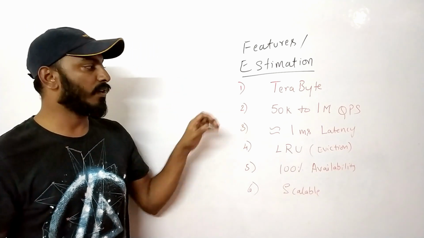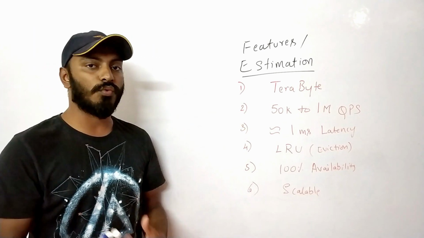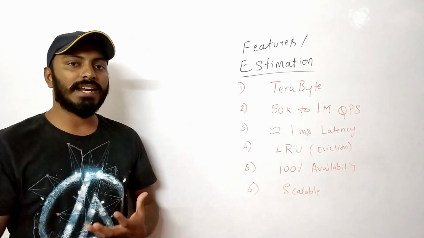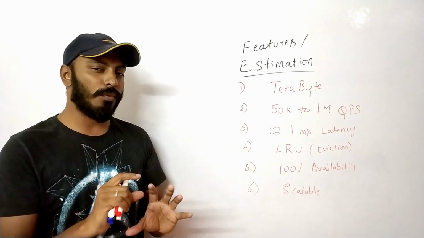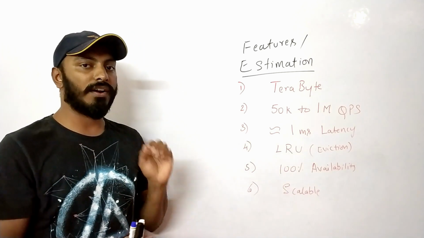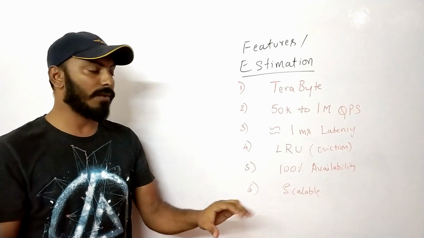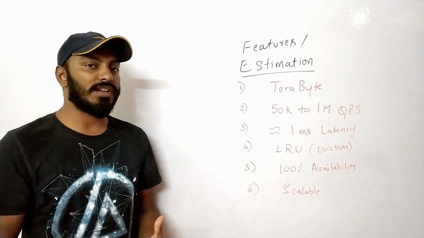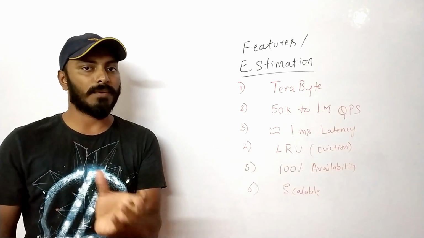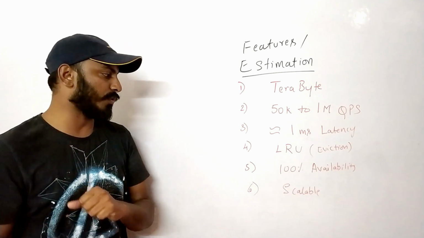So what is the QPS? We are expecting anywhere from 50,000 to 1 million queries per second. Also, the latency we are expecting is about 1 millisecond to get or put. And what is the eviction policy we want to use? Let's go for LRU, and I'm going to explain a new eviction policy also.